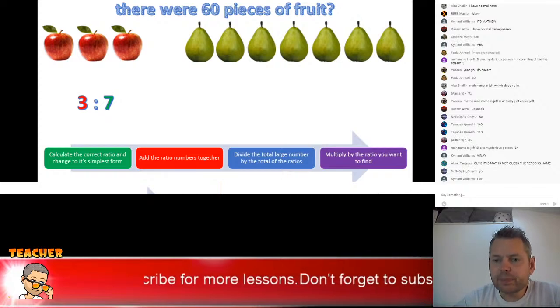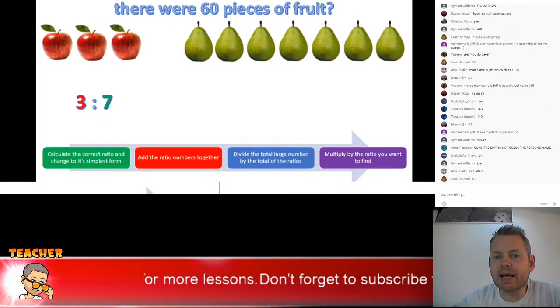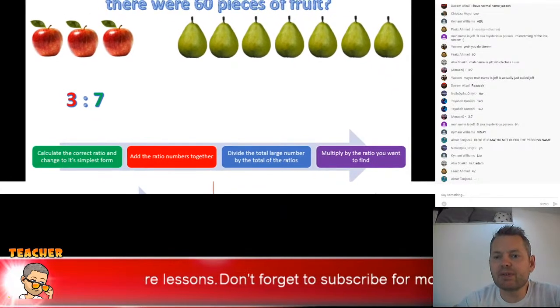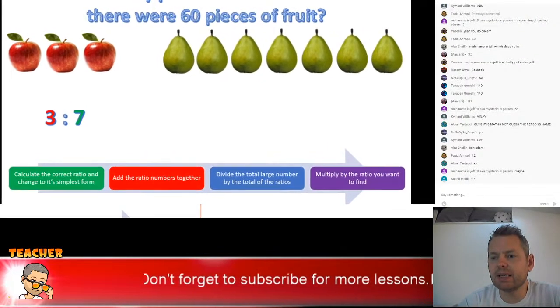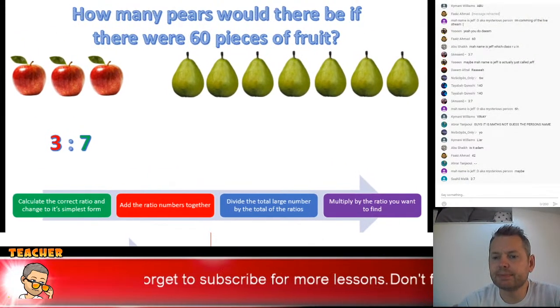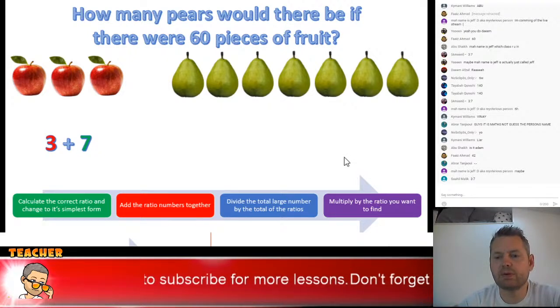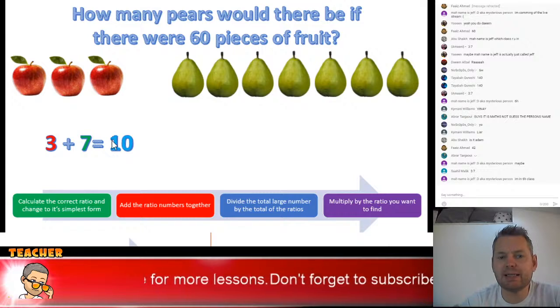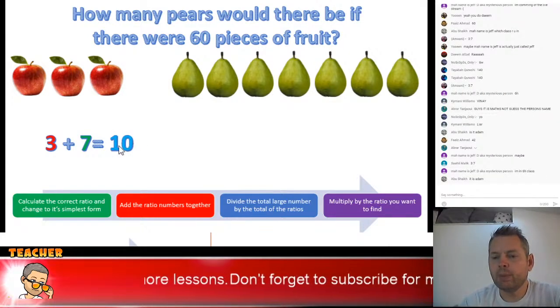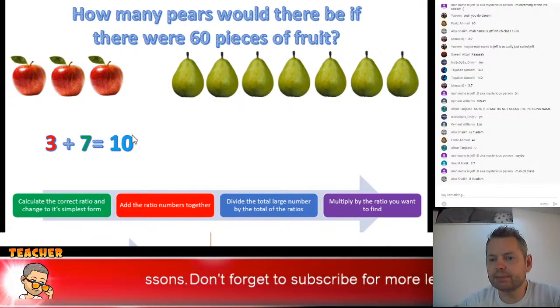So the next one. Once we've done that, we are going to add our 3 and our 7 together. 3 and 7 together equals 10. Now we're going to use this 10, this number here, in our next part of our calculation.